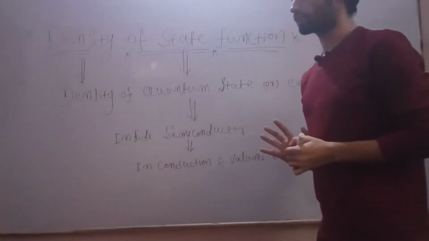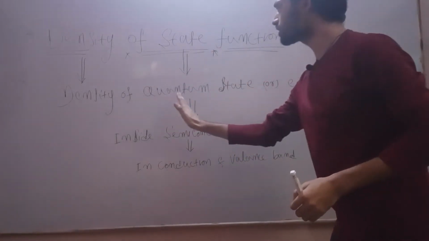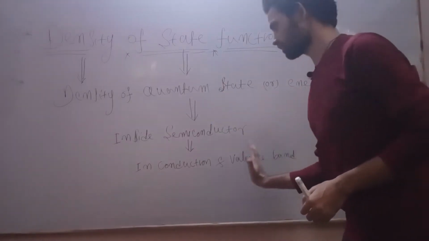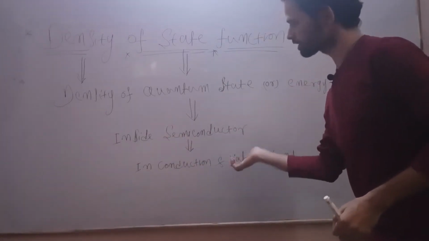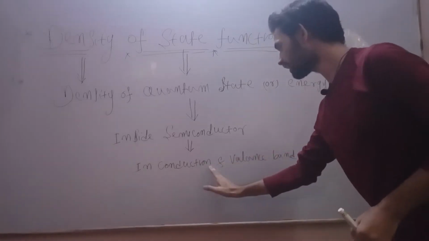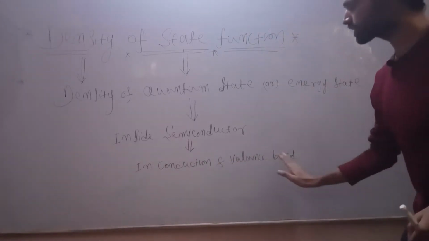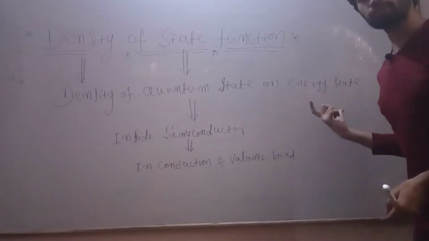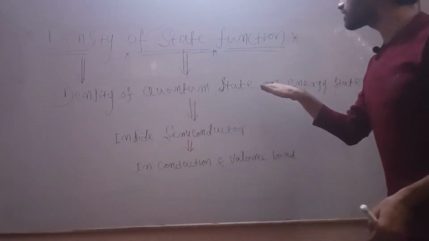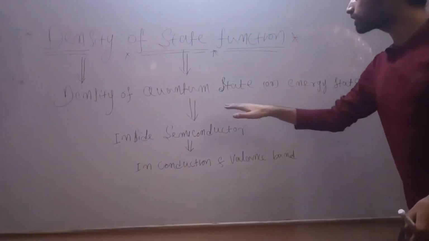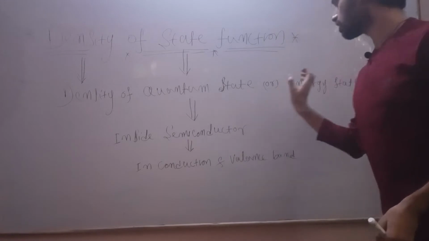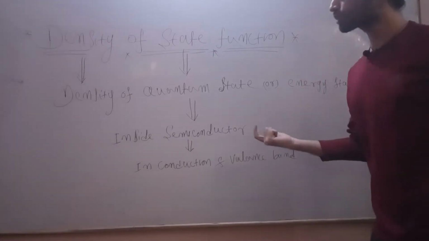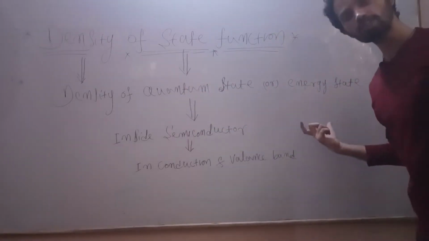The density of state. Density of state means the density of quantum state or energy state inside the semiconductor, inside the conduction and valence band. Now what are these quantum states or energy states?